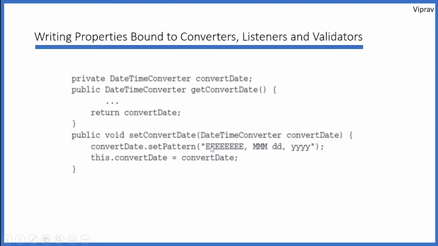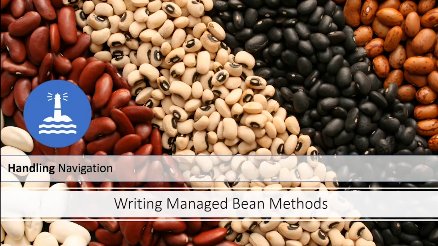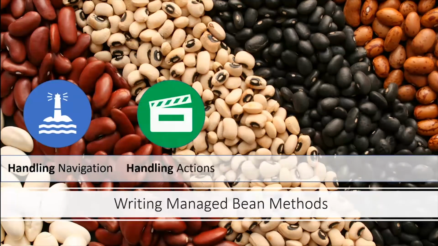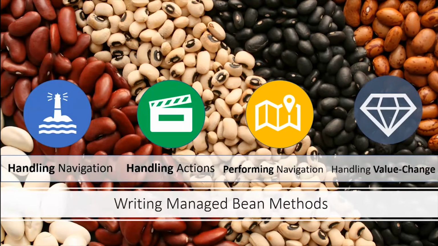So the usefulness of this is that you can dynamically validate and change the validation rules in a managed bean instead of having to go to every single facelet page and change it there. Now let's look at writing managed bean methods. There are 4 ways to write managed bean methods. You can handle navigation, handle actions, perform navigation, and handle value change.